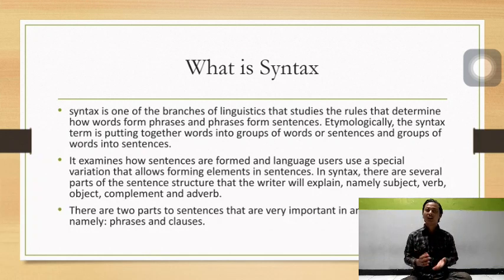Syntax is one of the branches of linguistics that studies the rules that determine how words form phrases and phrases form sentences. Etymologically, the term syntax means putting together words in a group of words or sentence, and groups of words into sentences. It examines how sentences are formed, and language users use a special variation that allows forming elements in a sentence.